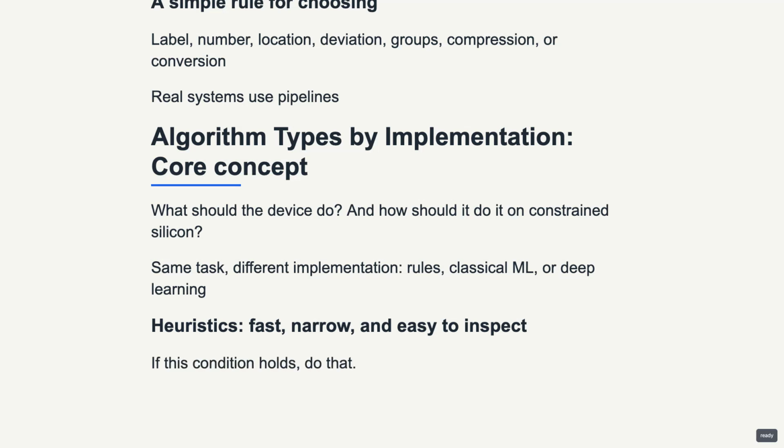A heuristic encodes human judgment directly into a rule. That kind of logic is ideal when the signal is clean and the action is obvious, because the device does not need to infer much. It only needs to check whether the condition has been met.